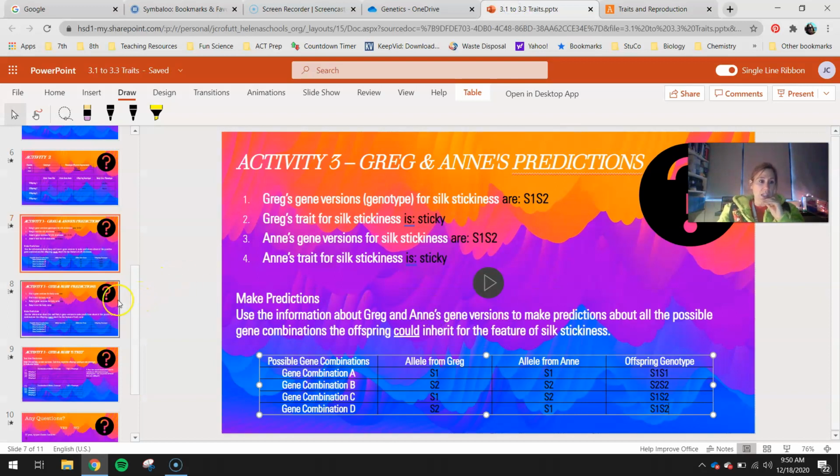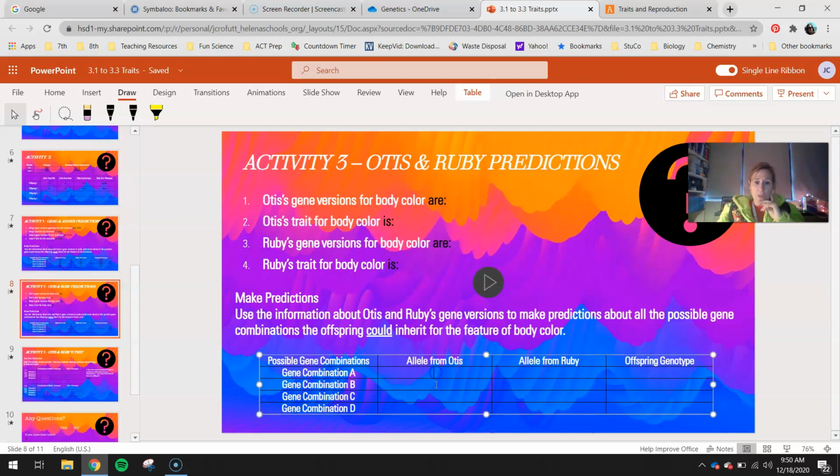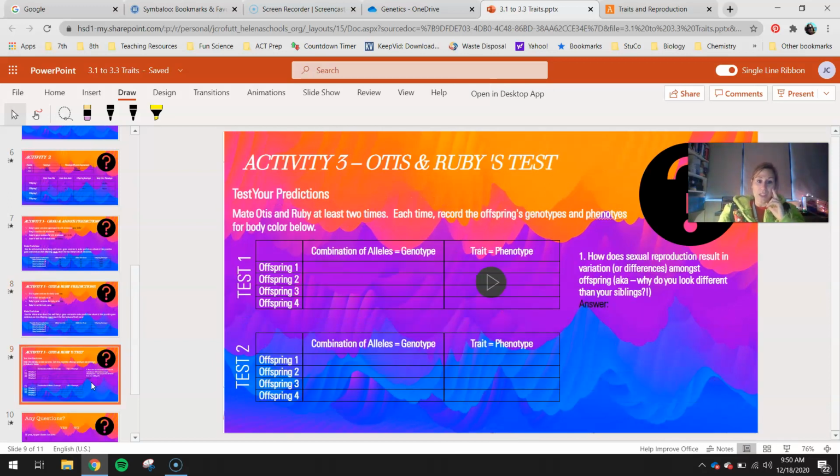So then basically you guys are going to do the exact same thing. You guys are going to use Otis and Ruby. You're going to look at body color, tell me what the genotype and phenotype for Otis is, and then the genotype and phenotype for Ruby. And then you guys will do the exact same thing we just did. Make predictions, okay? Figure out what different combinations you guys can do between what Ruby can pass down and what Otis can pass down, and then combine those to form the genotypes of the offspring. Then go in and test.